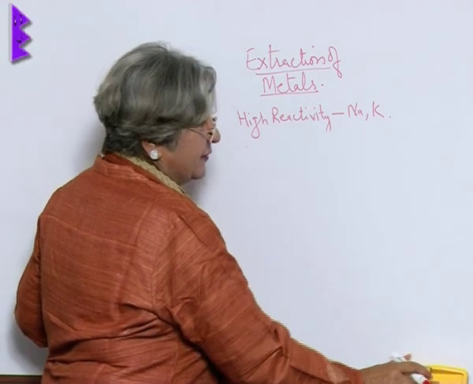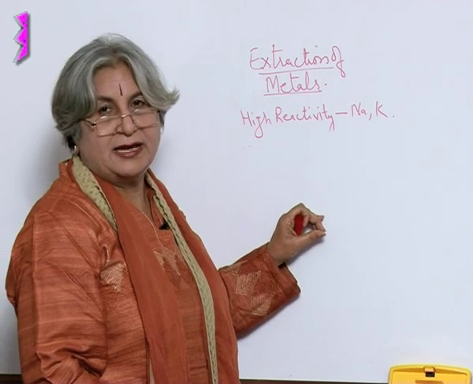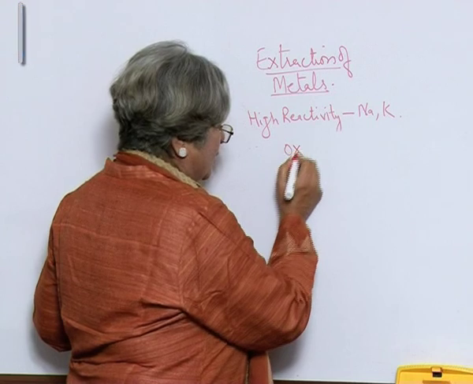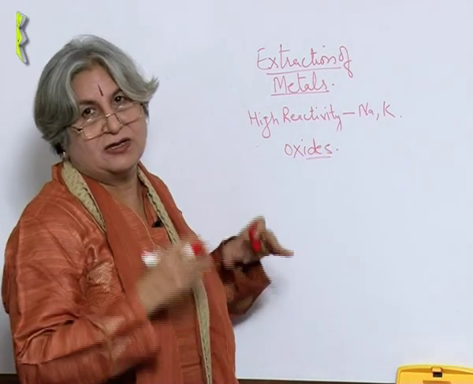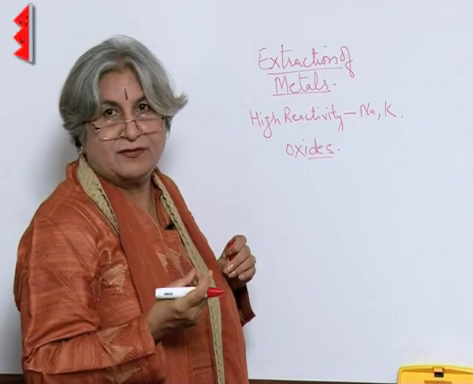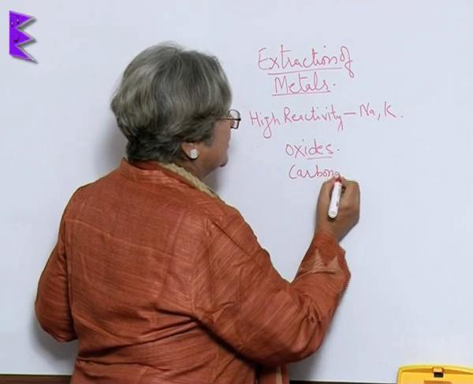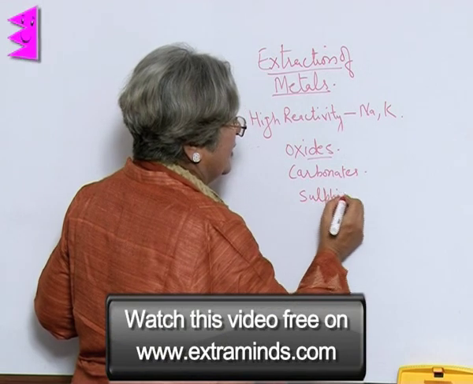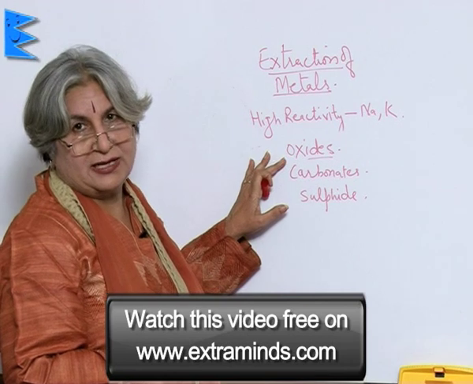In the case of these metals like iron, zinc or lead, what we find is they are generally found in the form of oxides. Why oxides? Because there is a lot of oxygen available on the earth's crust. So, oxides are formed, but they are also found as carbonates and sulfides. And it is much easier to extract metal from their oxides.